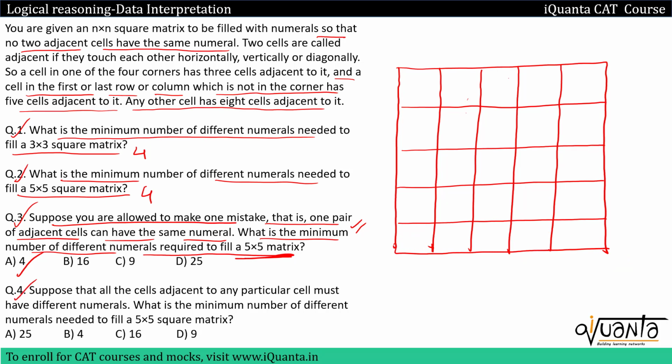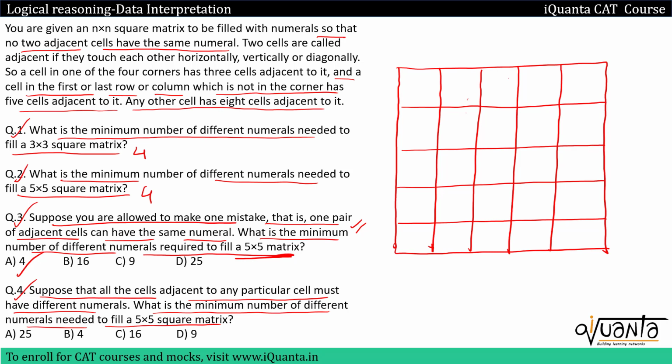Let's try to solve the last question now. The last question is, suppose that the cells adjacent to any particular cell must have different numerals. What is the minimum number of different numerals needed to fill a 5 cross 5 square matrix? So if there's a cell, all the cells adjacent to it must have different numerals.